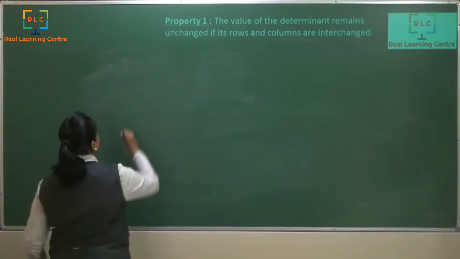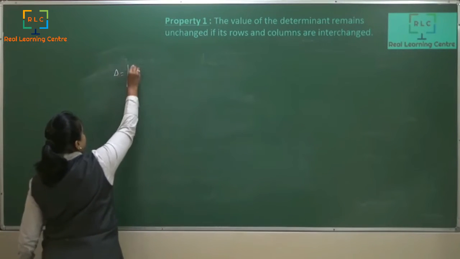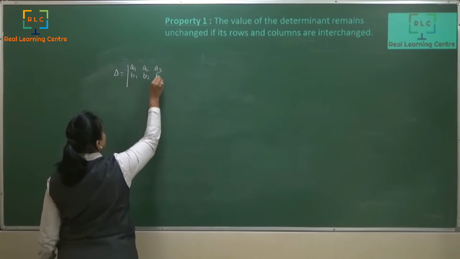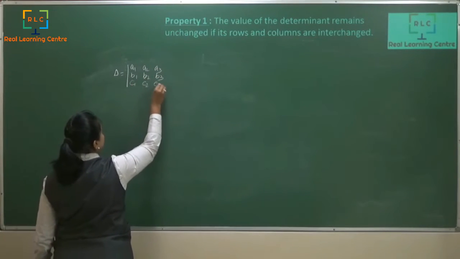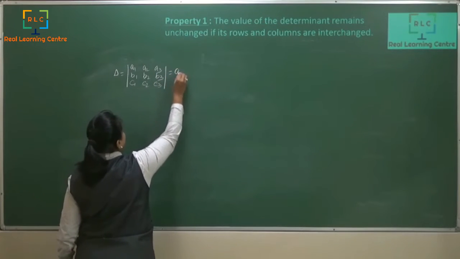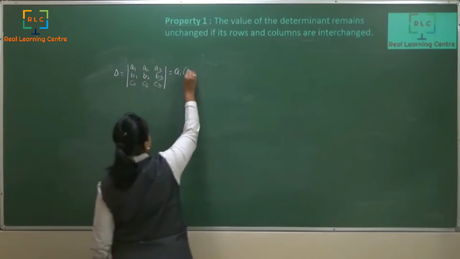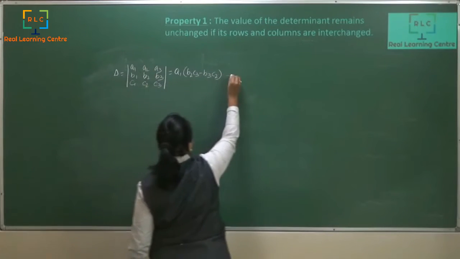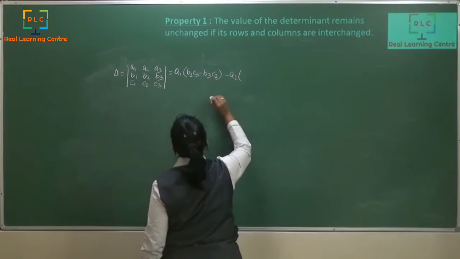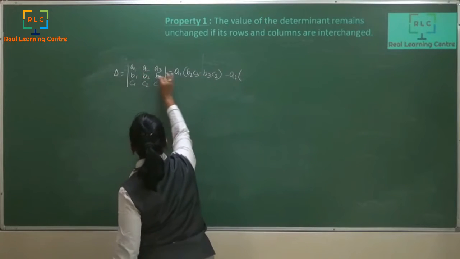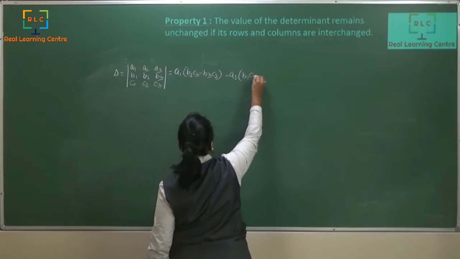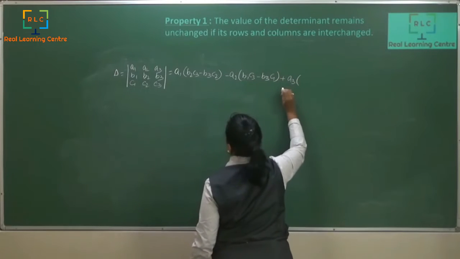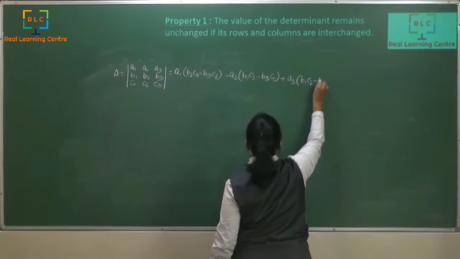So let us see. I'll say let delta be equal to the determinant of A1, A2, A3, B1, B2, B3, C1, C2, C3. I'll expand this. It is equal to A1 into (B2 C3 minus B3 C2). Then this should be taken with the opposite sign. I hope you have practiced. Minus A2 into, now I should take these 4 elements, that will be (B1 C3 minus B3 C1), plus A3 into (B1 C2 minus B2 C1).